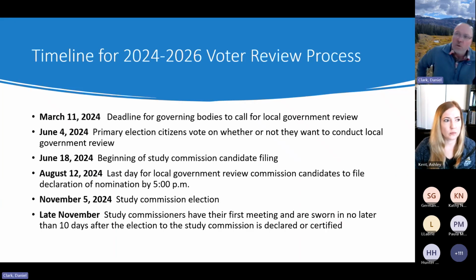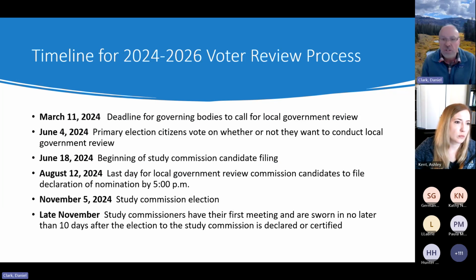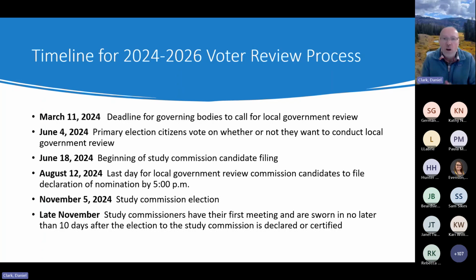The timeline we're looking at, we're right in the thick of it right now. So March 11th is the deadline for local governments to pass a resolution with the language for the ballot that would go on the ballot in June, on the June 4th primary election. And so that deadline is coming up rapidly. I've got a sense that most local governments have taken care of that. If not, you can review how to go about that on the January 29th webinar we did that's on our webpage. So June 4th, we vote whether we want to do a study commission or local government review or not.